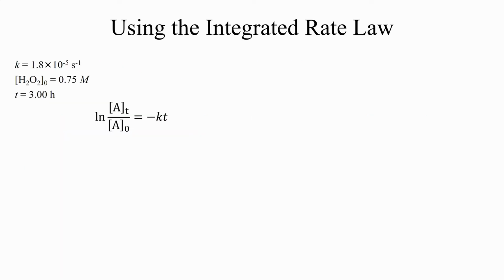Well, let's gather together all of our information and the integrated rate law. We want to solve for, initially, concentration at time of 3 hours. Now be careful, our rate constant is in per seconds. We need to convert our time into seconds. So now that we've converted our time to the proper units, basically all we have to do is plug this in.